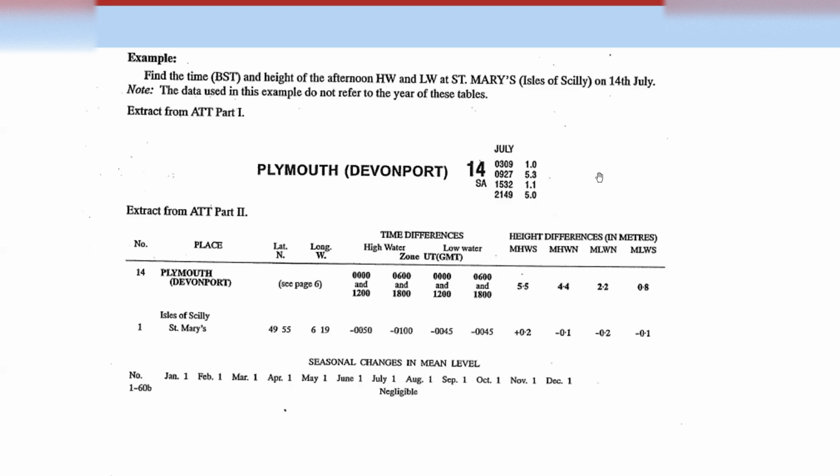Okay, so ganun nga, your standard port, take the data in part 1 of the tide table. So hindi nyo makita ngayon sa inyong tide table yan because this is different, no? But this is only an example. Okay, so the secondary port is St. Mary's. Itong kailangan natin kunin. You have the time differences and the height differences.